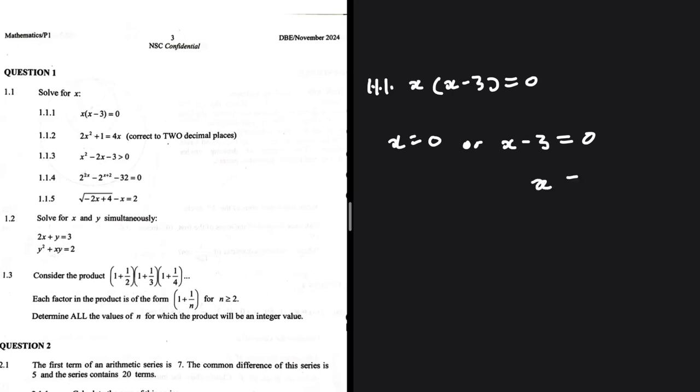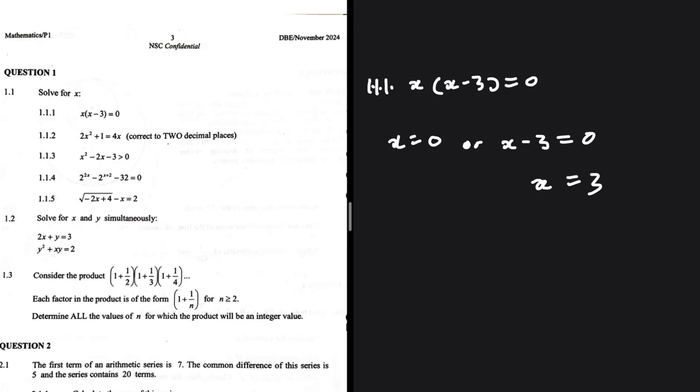Let's take a look at 1.1.1. We have x multiplied by x minus 3 being equal to 0. We're solving for x. It's either x is equal to 0 or x minus 3 is equal to 0. One between the two, right? So x equals 0 or x equals 3. That is the answer to 1.1.1.